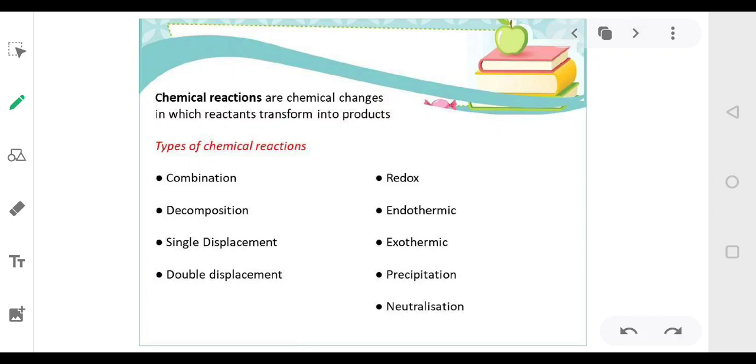So the next point is types of chemical reactions. These are the types of reactions in your curriculum: combination reaction, decomposition reaction, single displacement, and the last is double displacement reaction. The reactions shown on the right side, that is redox, endothermic, exothermic, are also types of reactions, but the main focus we have to do on the first four. One by one we'll see examples of all these four reactions and study them in detail.